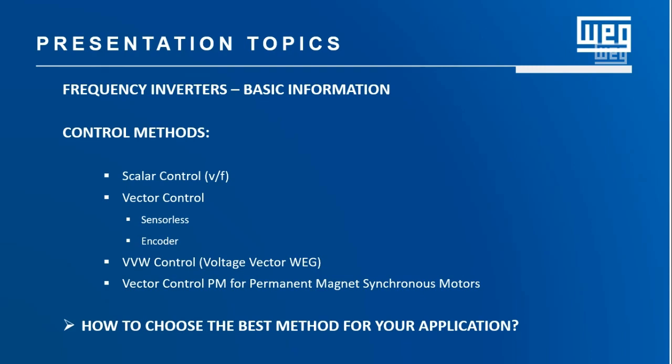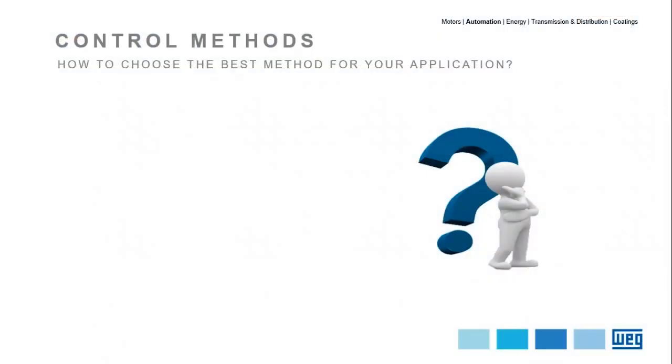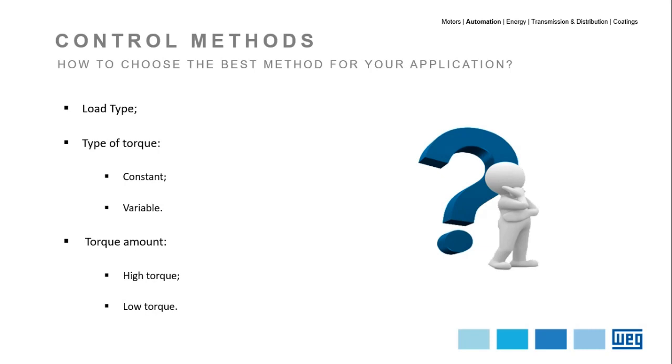And now we get to the last topic of our webinar, choosing the best method for your application. Now that we know a little more about the characteristics of the control methods, how to choose the best method for my application? First of all, a few points must be taken into consideration, such as the type of load, the type of torque, whether it's constant or variable torque, the size of the torque, whether it has a high or low starting torque. Knowing this information, it becomes easier to choose the ideal method for each type of application. Okay, let's go.